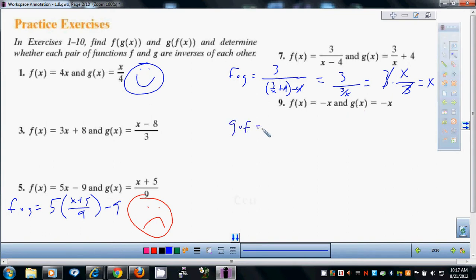Now we're going to do g of f. Same difference. 3 over quantity, 3 over x minus 4 plus 4. What's going to be my first step here? Gabrielle, what is, yeah, there you are. I was looking back there. What's our first step here?